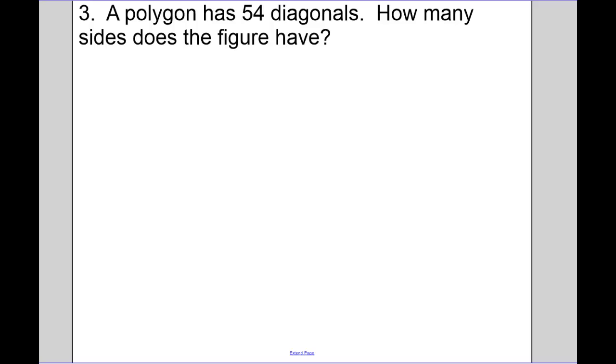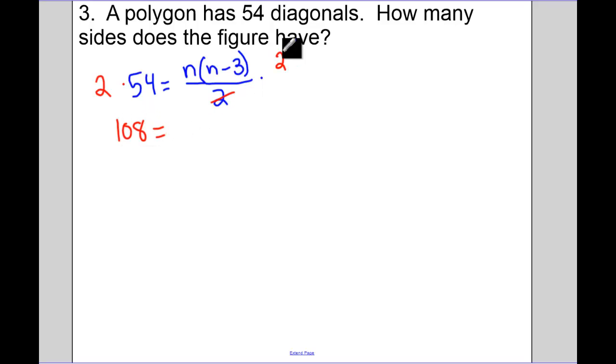Next example: a polygon has 54 diagonals. How many sides does the figure have? So 54 equals our formula for the number of diagonals, n times n minus 3, all over 2. Now, get rid of that 2. Multiply both sides by 2. So I get 108 equals, those 2's have canceled, so that goes away. Distribute the n through. Bring the 108 over to the other side.